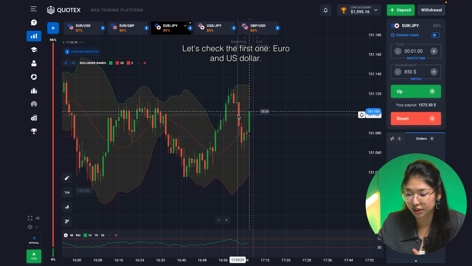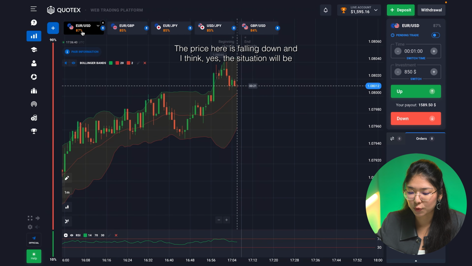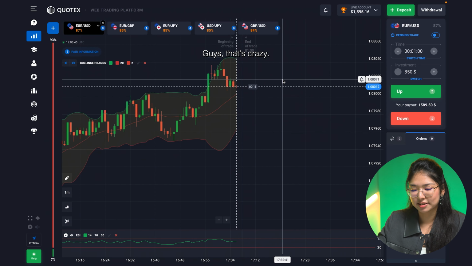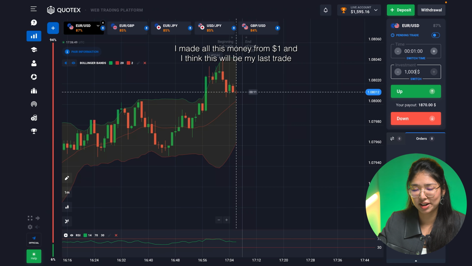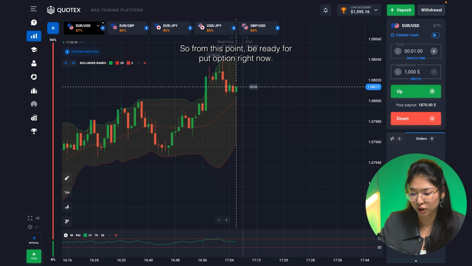Let's check the first one, euro and US dollar. So what's happening with the first currency pair? The price here is falling down, and I think yes, this situation will be the best where I can invest $1,000. And guys, that's crazy. I made all this money from $1. $1, and I think it will be my last trade when I will fix all my profit. So from this point, be ready for put option right now.